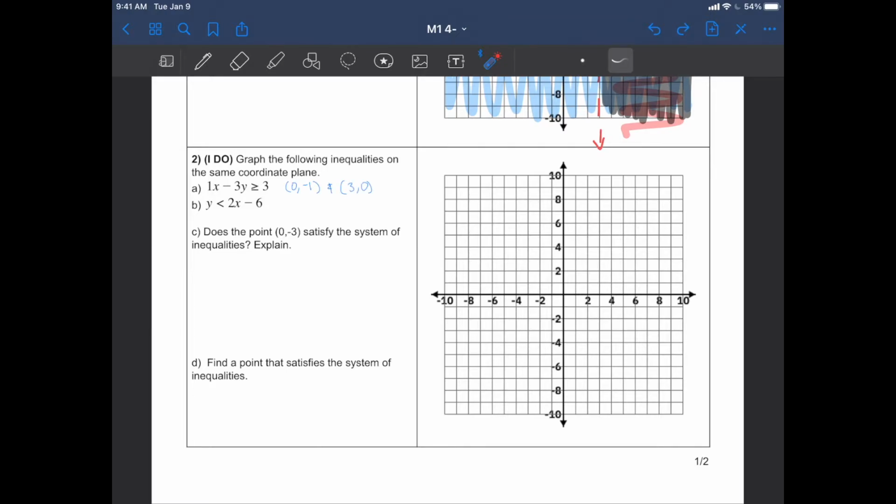I actually found them here. You can do the work on a separate sheet of paper if you need to, but you must find those two. So once we have that, let's go ahead and plot them. So here, (0, -1) and (3, 0).